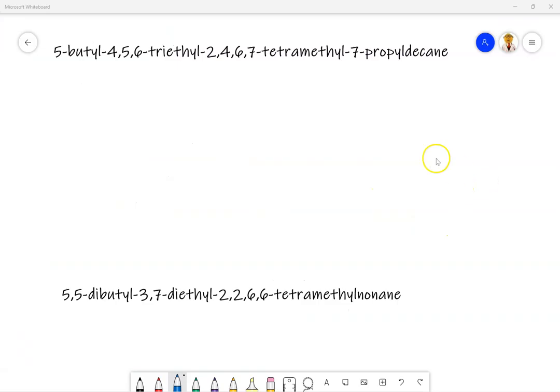Alright, so what I want you to do is try out these 2 sample questions. Based on the name, I want you to draw the structure. So press pause. When you're ready, press play, and we will take it up.